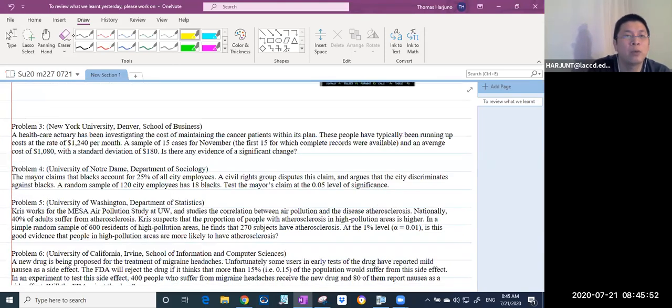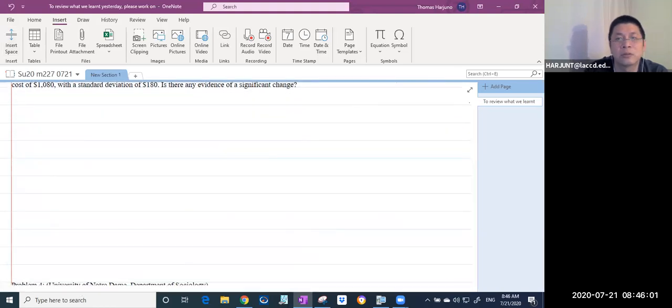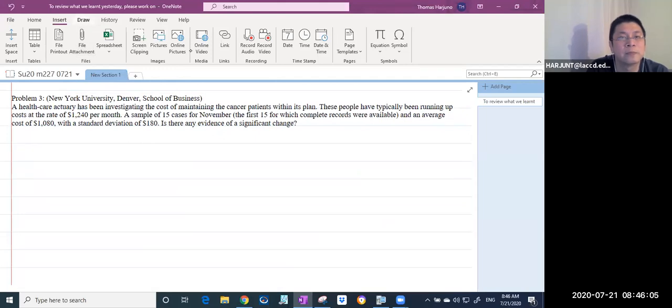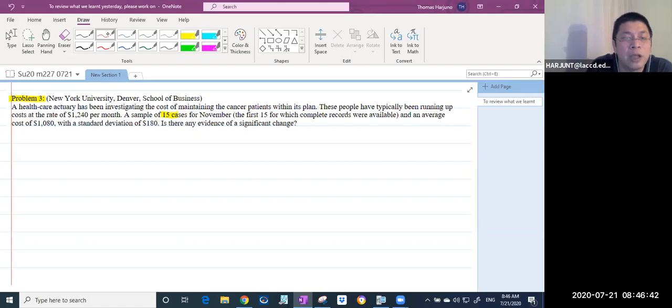Let's go on. What happens if we do problem 3? This is New York University Denver School of Business. A healthcare actuary has been investigating the cost of maintaining cancer patients within its plan. These people have typically been running up costs at the rate of 1,240 per month. Then a sample of 15 cases, so that's our n, gives an average of 1,080. So the mean, sorry, that should be x bar. That's x bar of 15 is 1,080.